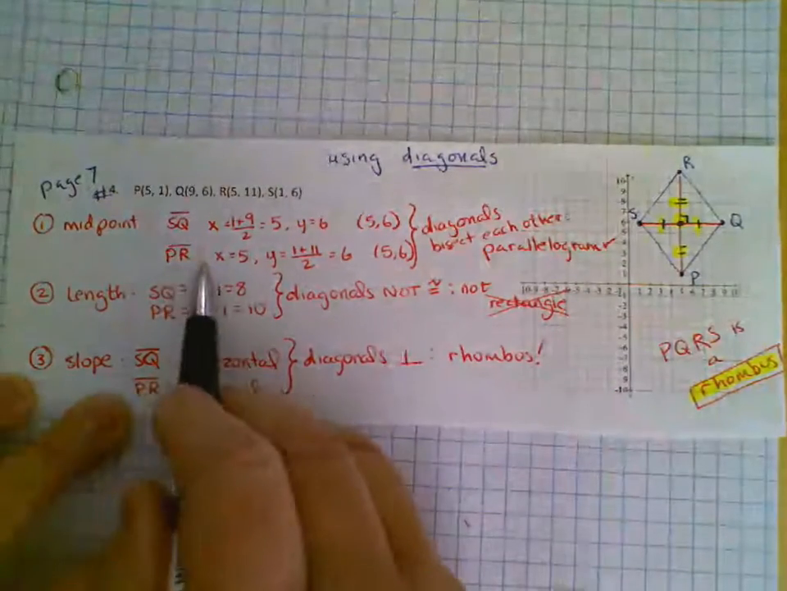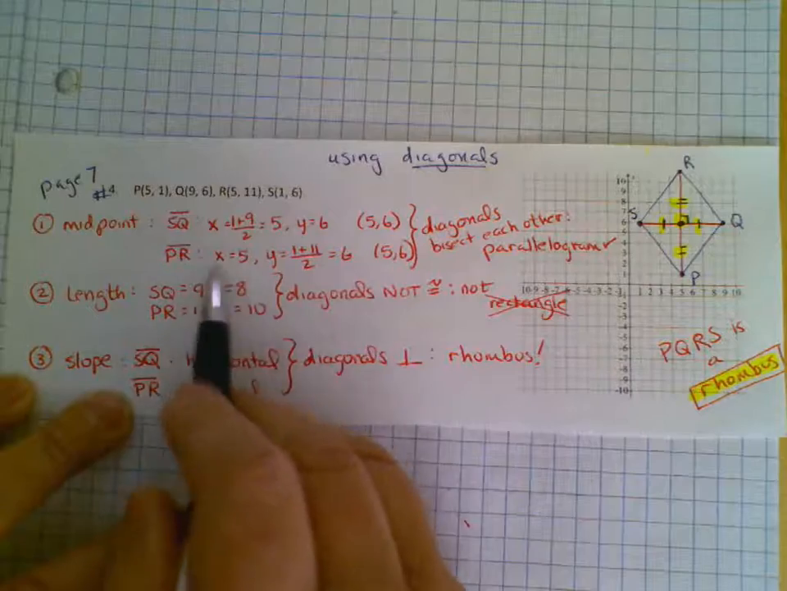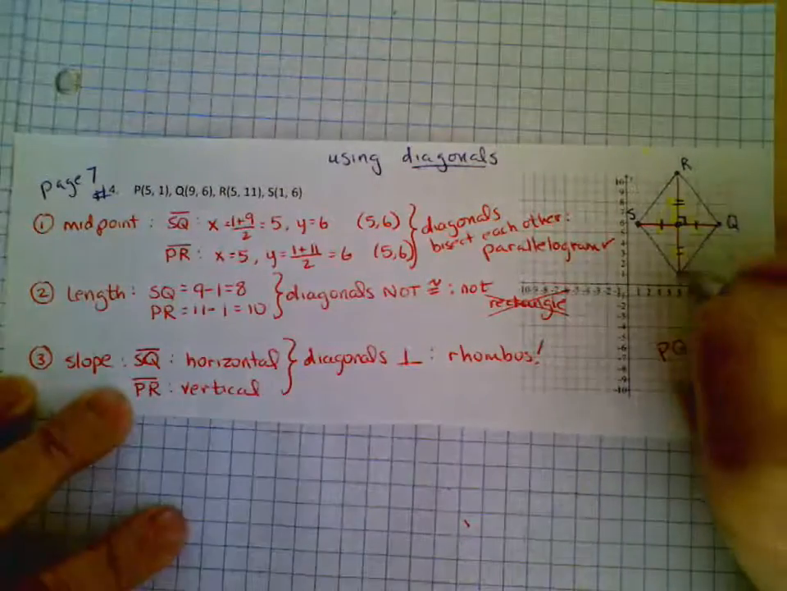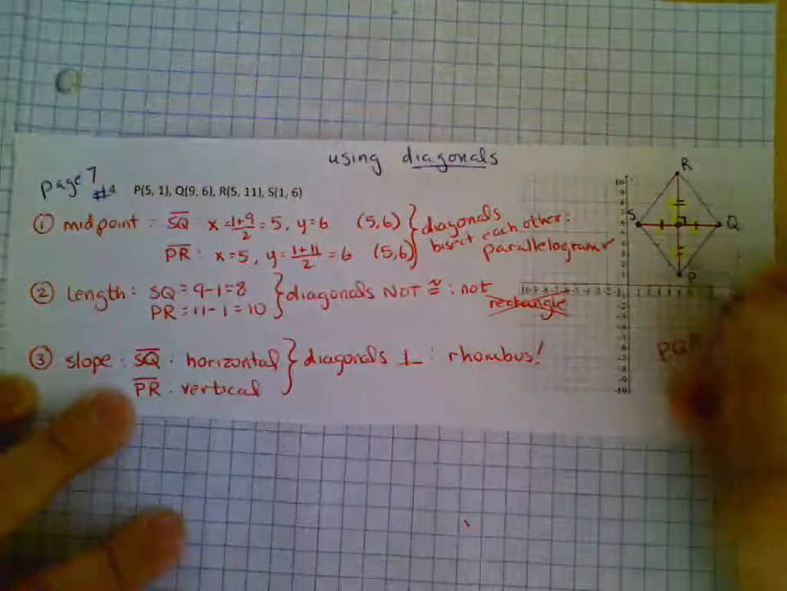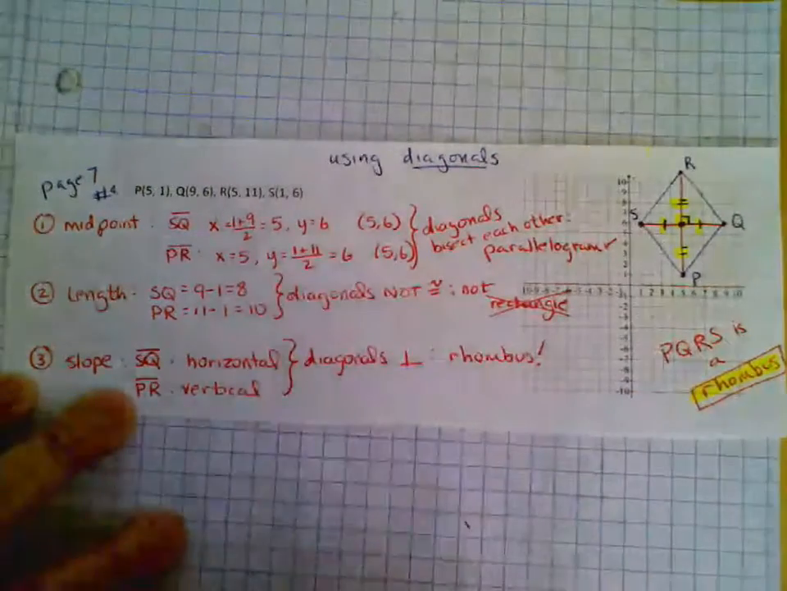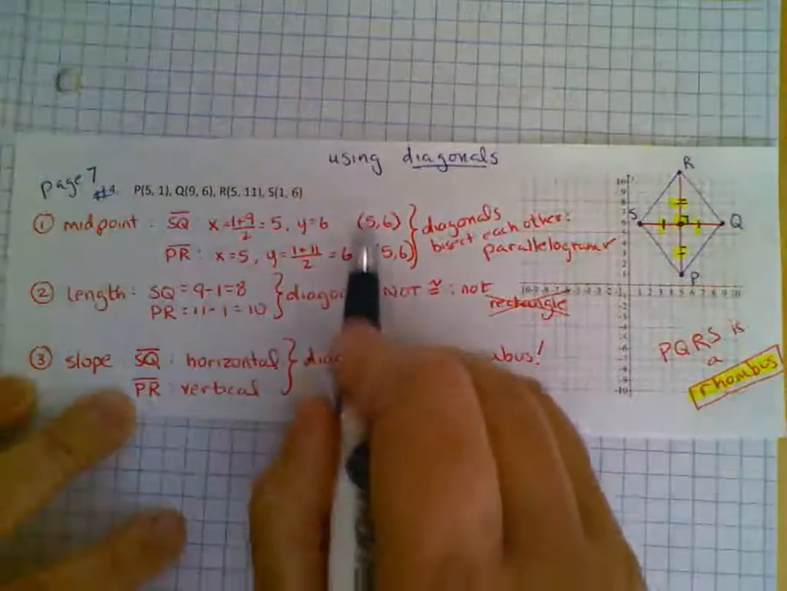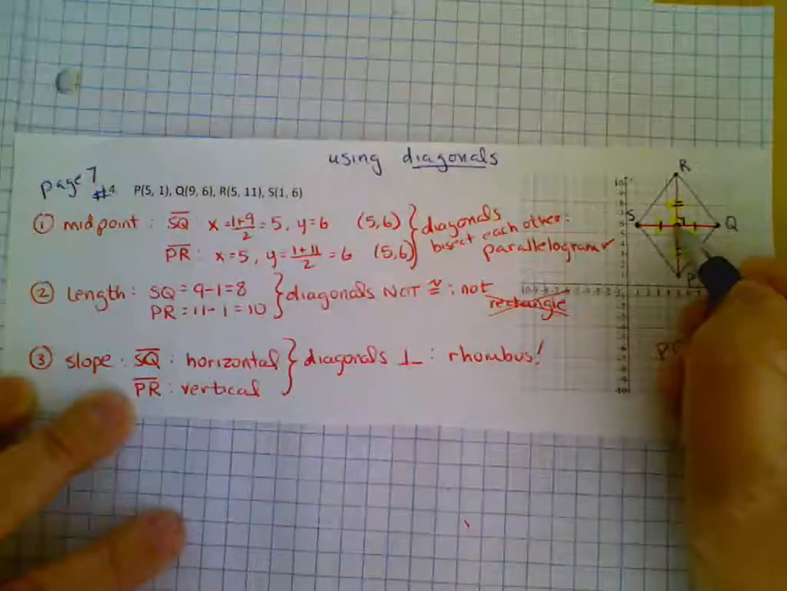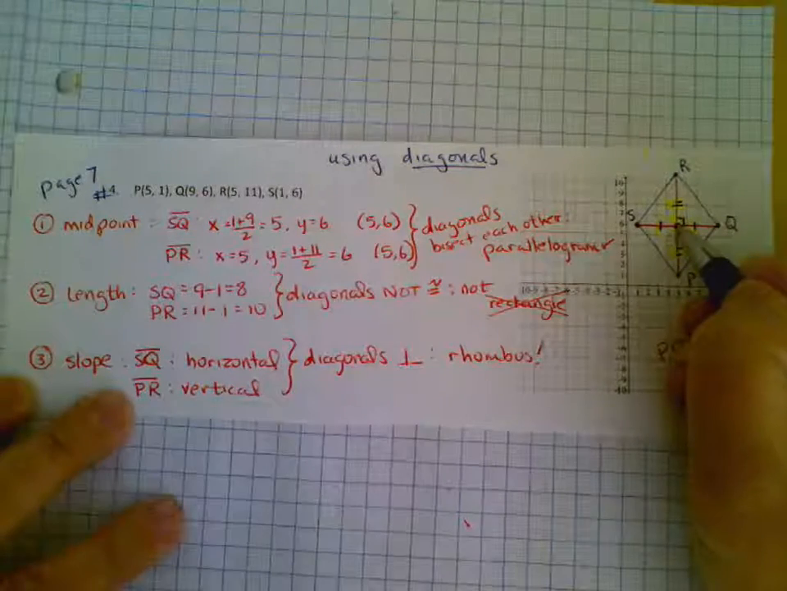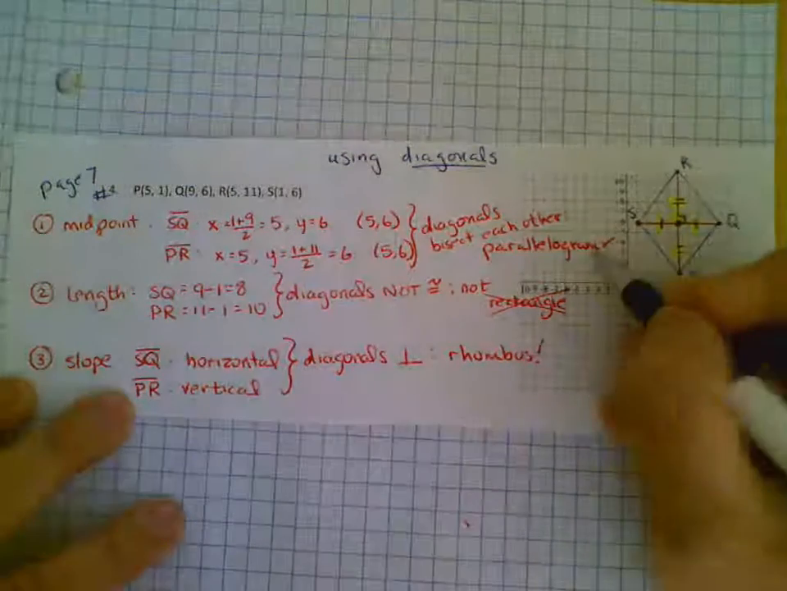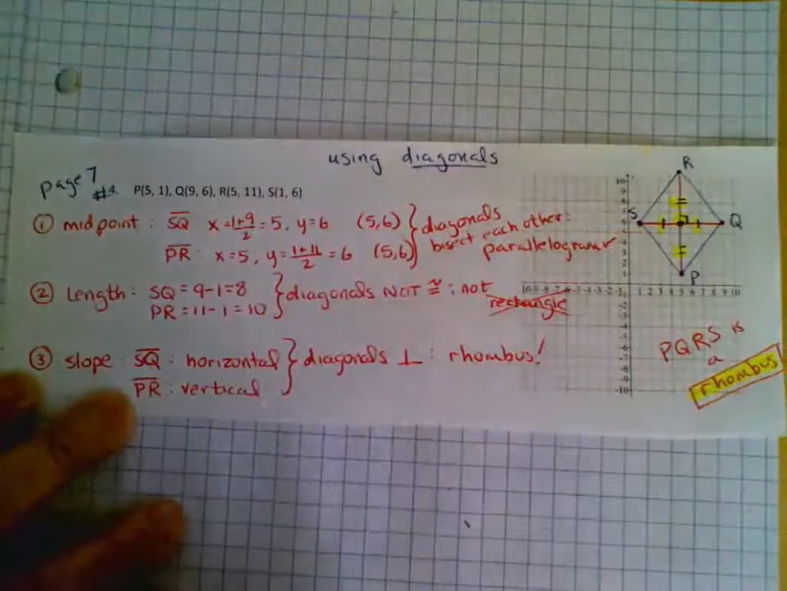For PR, I don't have to worry about the x value because both of these have an x value of 5, so that one will have to as well. And I just take the y values, 1 plus 11 divided by 2, which gives me 6. So I get the same point. These two intersect at the midpoint of each, so they bisect each other. Since they bisect each other, this is a parallelogram.